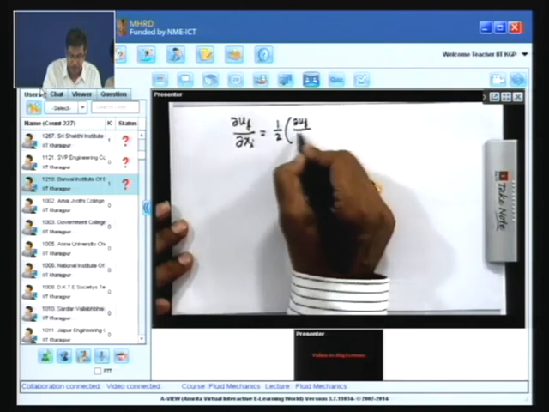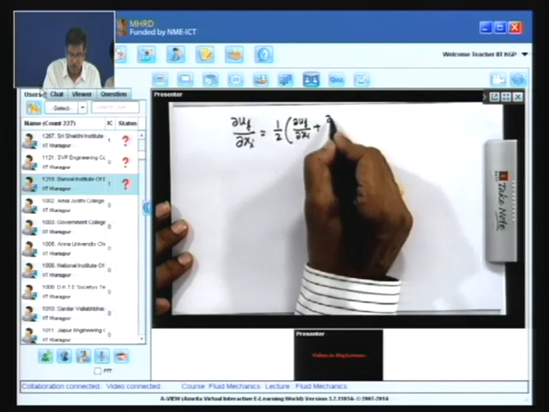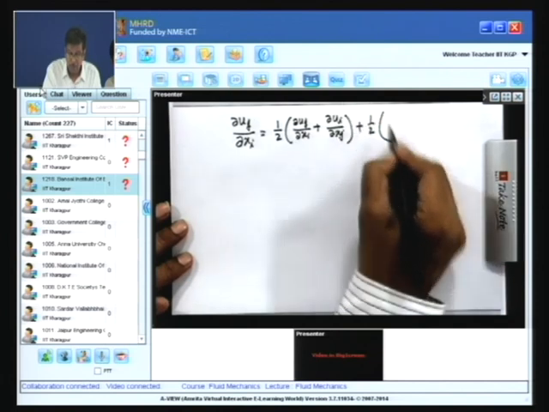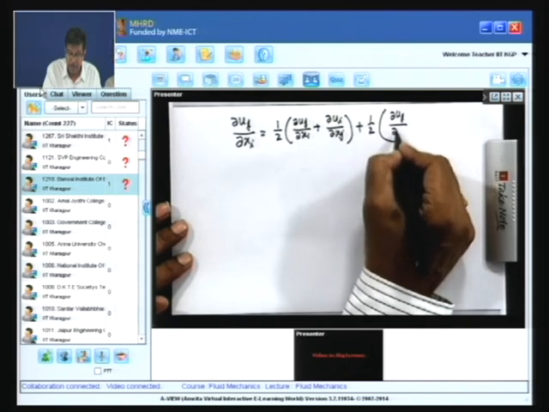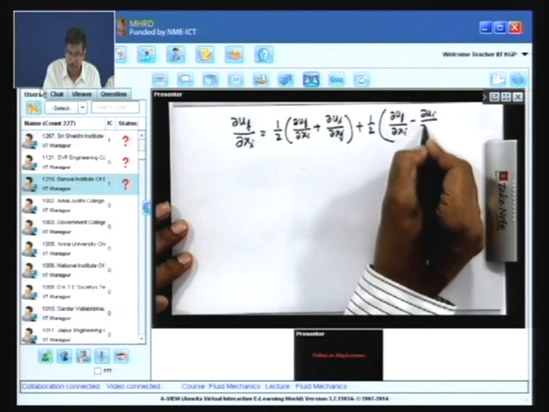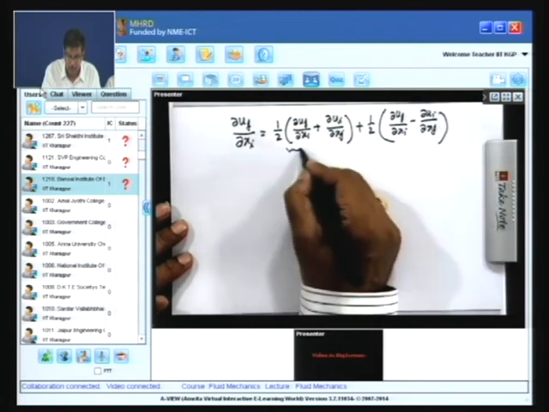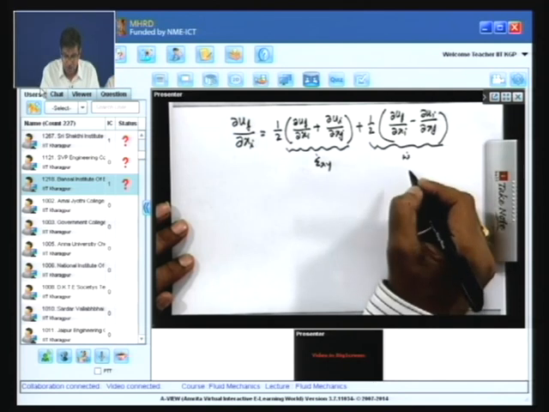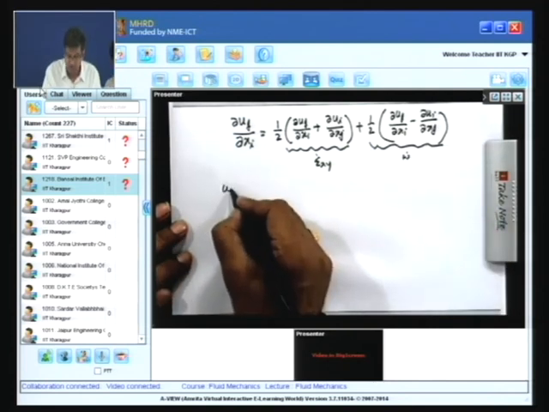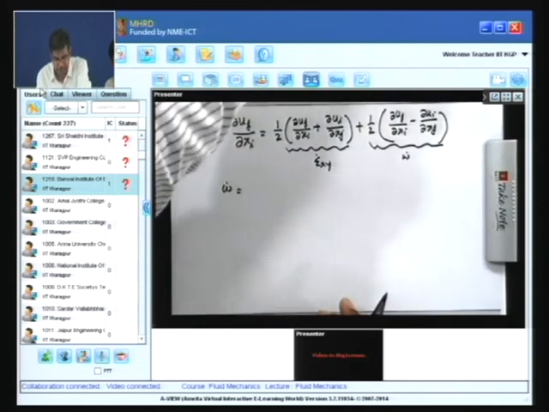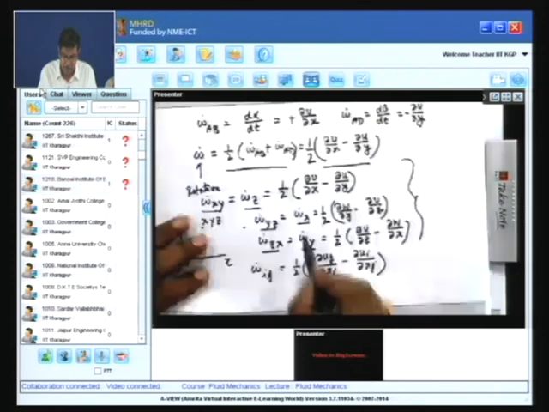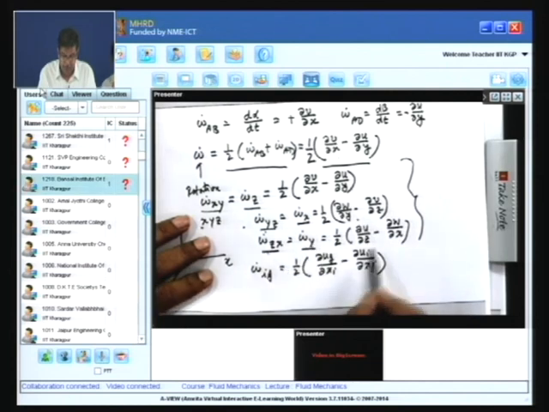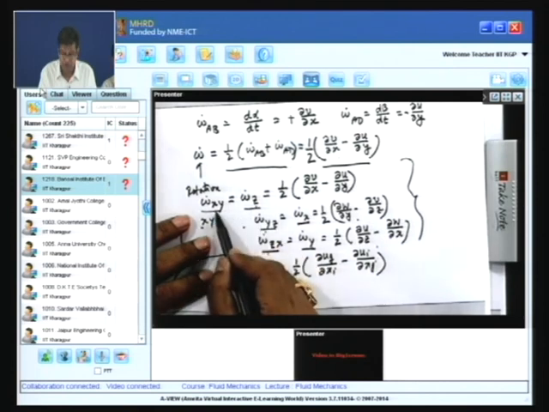This is simply algebra: half of del u j del x i plus del u i del x j, plus half of del u j del x i minus del u i del x j. And this is what? This is the deformation, that is epsilon dot x y. And this as a whole is what? Omega dot. And omega dot also can be expressed in a vector form, because you see that the different components are like this: the x component, that means about the x axis, the y z plane, is this. The y component, that is about the z x plane, is this. And the z component, that is about the x y plane, which we have derived from fundamentals, is this.